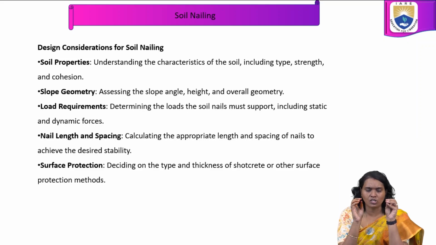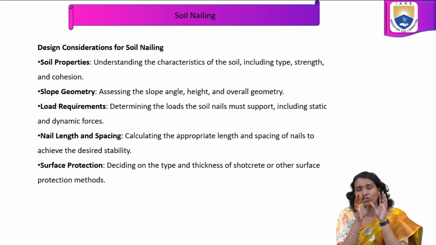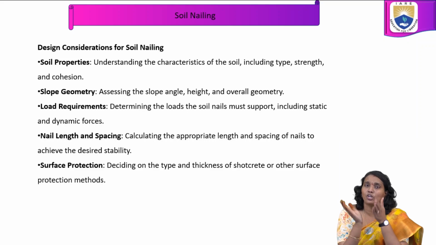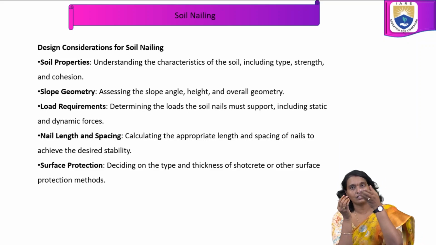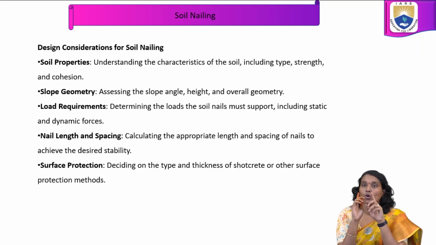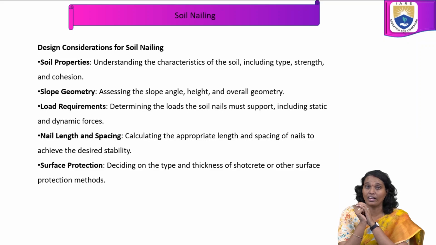And the next one is the slope geometry. In slope geometry, we are assessing the slope angle, height and overall geometry. We have to understand this because of how much drilling is required, and self-driven soil nailing types are also there to choose from. So for that we have to understand the slope angle, height and overall geometry for the soil nail conditions.